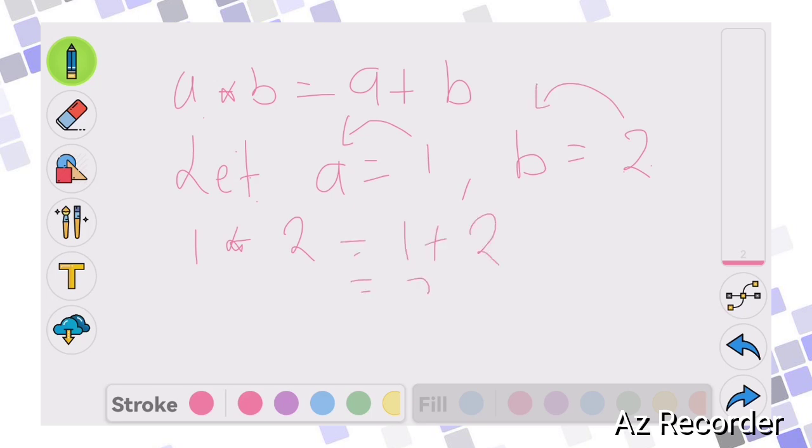This is going to give me what? 3. Is 3 a natural number? Yes. Were 1 and 2 natural numbers? Yes. So there we've proved it.